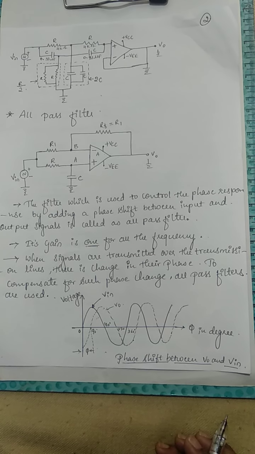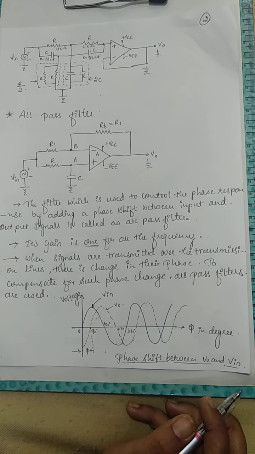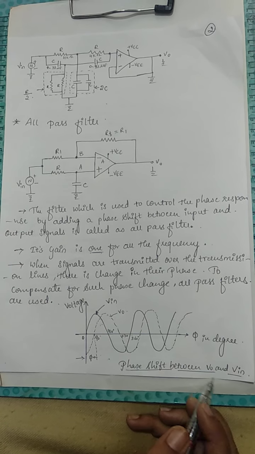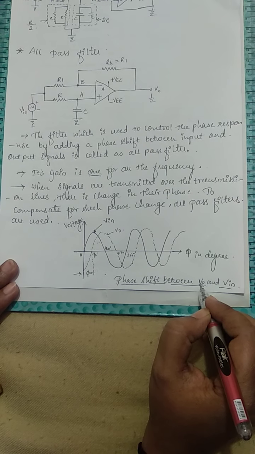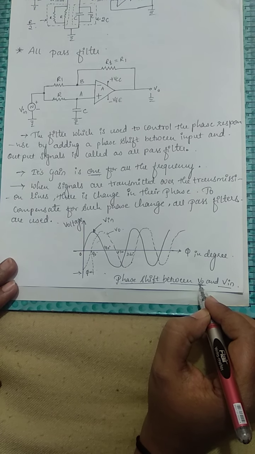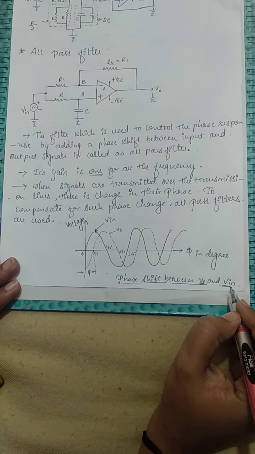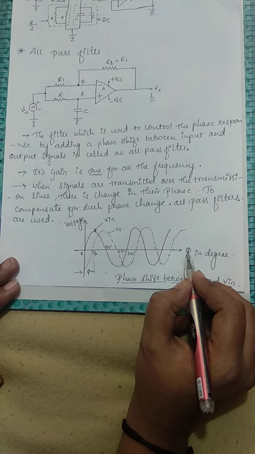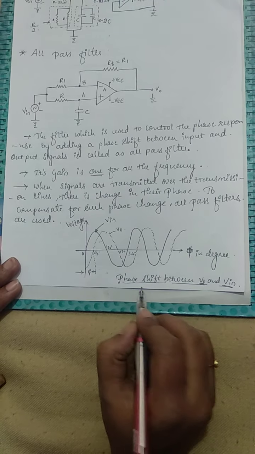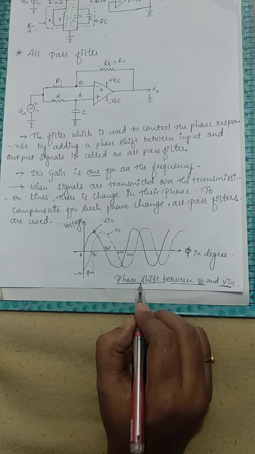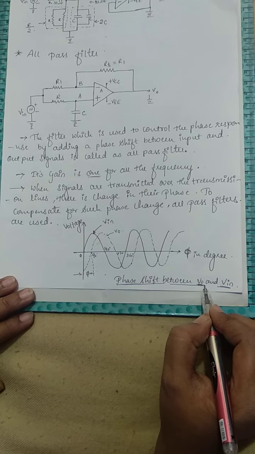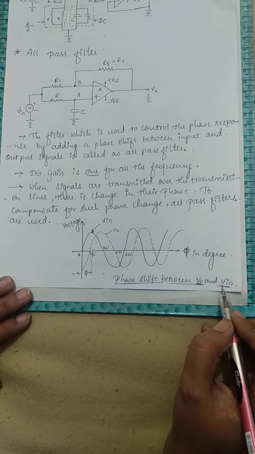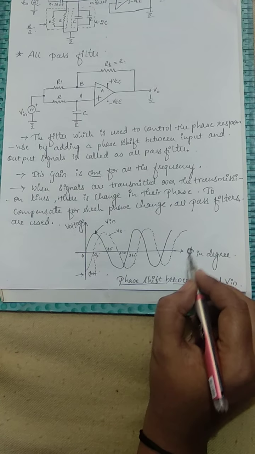If the phase shift is positive, it indicates that V out leads the input V in by phase angle phi. When the phase shift is negative, it indicates that V out lags input V in by an angle phi.